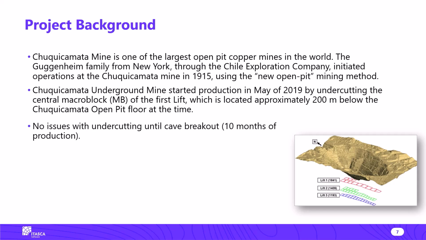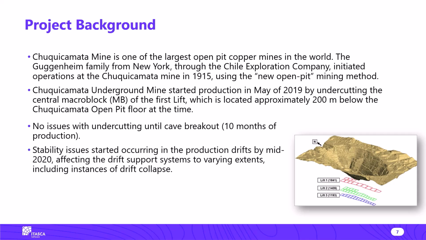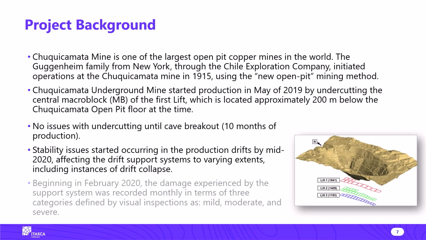For the first 10 months, production ran smoothly, although with some initial cracking of the shotcrete support. 10 months was the time it took for the cave to develop and start breaking through to the ground surface. By mid-2020, stability issues began surfacing on the drifts, including support failures and even collapses. Starting in February of that year, monthly observational monitoring had begun, classifying the damage levels as mild, moderate, or severe. These helped tracking the behavior of the support systems over time.